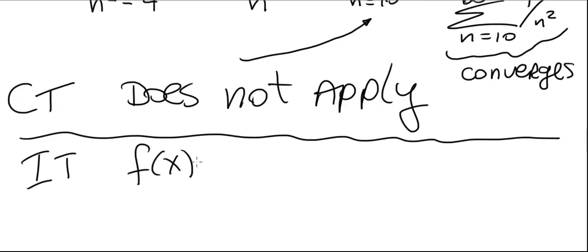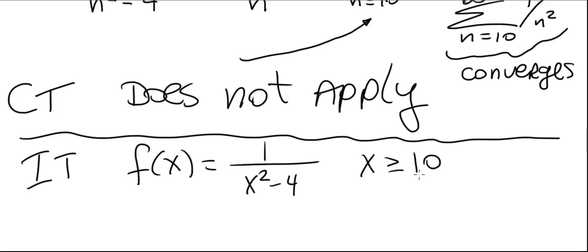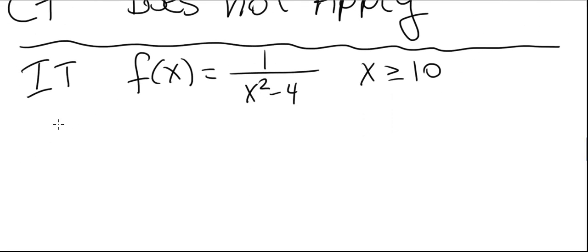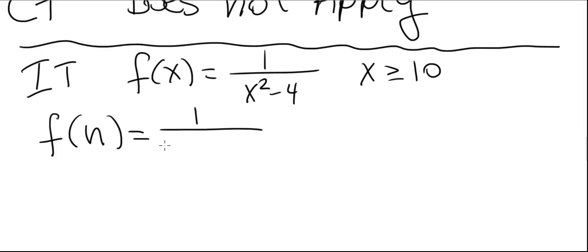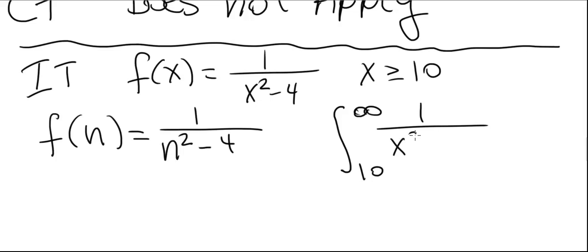Let f of x be defined by 1 divided by x squared minus 4, for x greater than or equal to 10. This function is continuous, it is differentiable, and it is decreasing on that interval. That's all very easy to see. And if we plug in any integer greater than or equal to 10 into this function, we'll get that term of our sequence, 1 divided by n squared minus 4. So the integral test applies, and we look at the integral from 10 to infinity of 1 divided by x squared minus 4. Now how would we evaluate this integral?